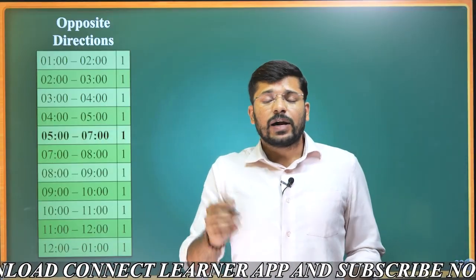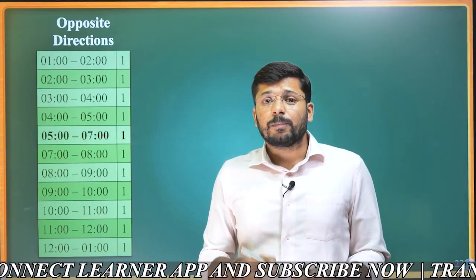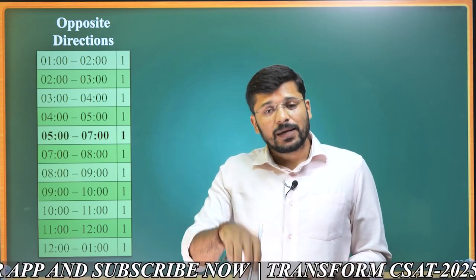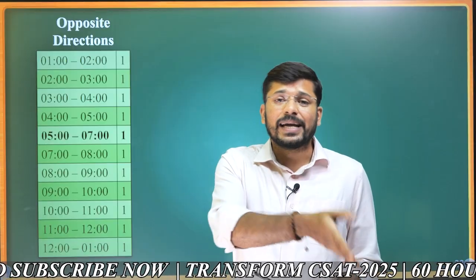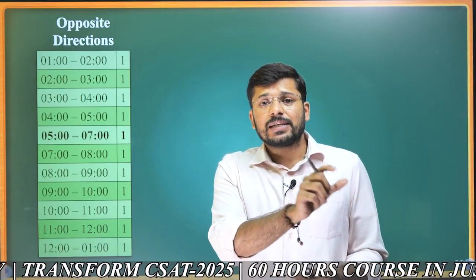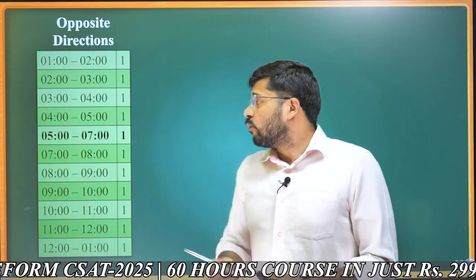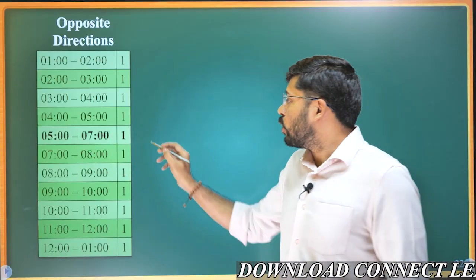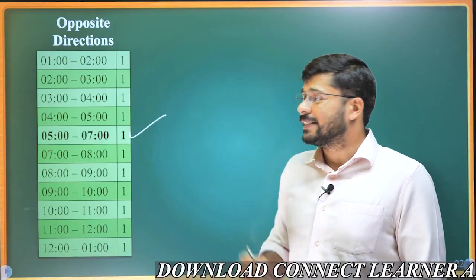However, between 5 to 6, they will be in opposite direction once, but the time would be exactly 6 o'clock. And between 6 to 7, they will be in opposite directions once, but the time happens to be again 6 o'clock. So the 6 o'clock is common for both the 5 to 6 duration and the 6 to 7 duration. So from 5 to 7, they will not be in opposite directions 2 times, but only 1 time. So this is the exception.